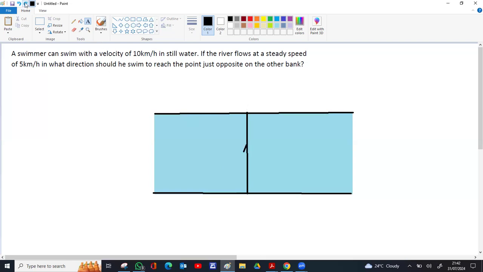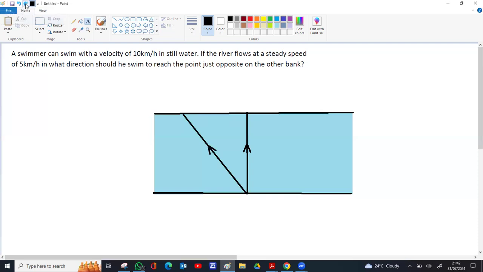So if the final direction expected is straight to the opposite bank, you cannot go in that direction. You must try to swim in this particular direction so that the river speed from left to right will take you finally to the just opposite bank.